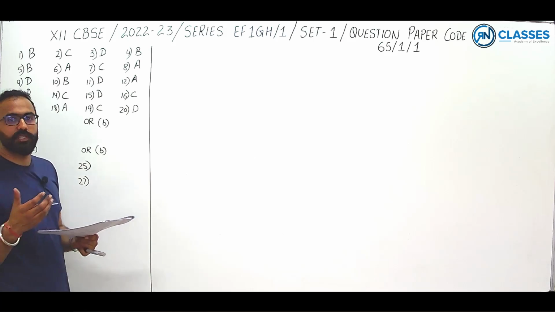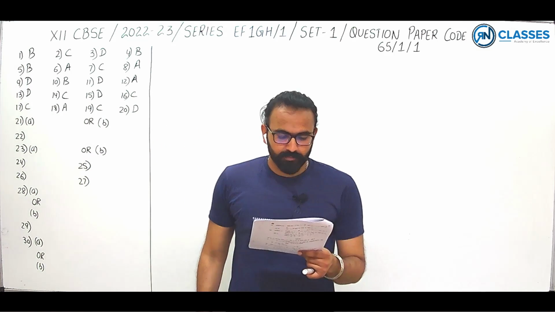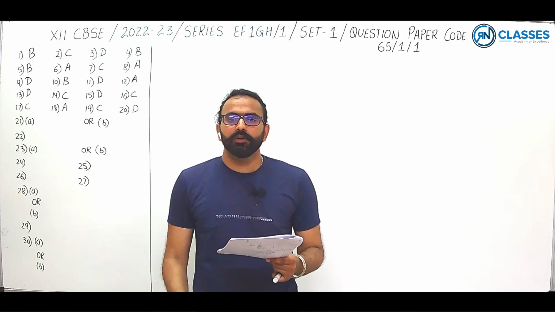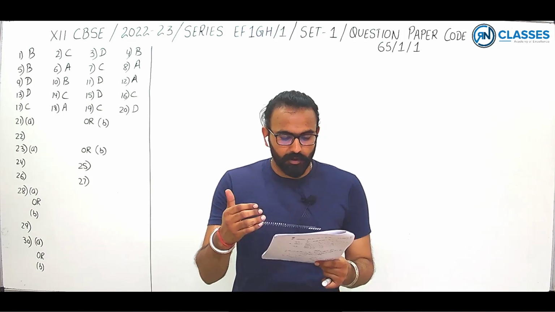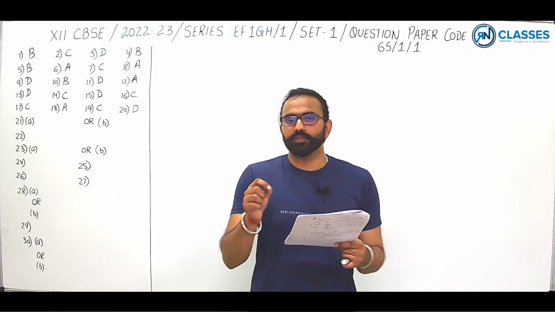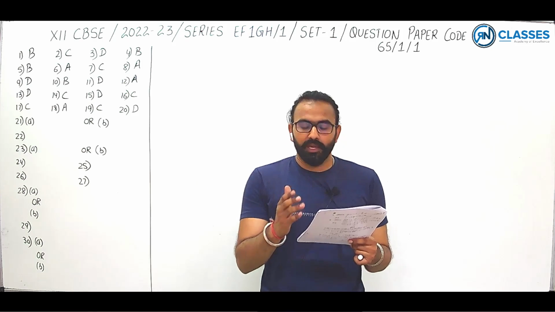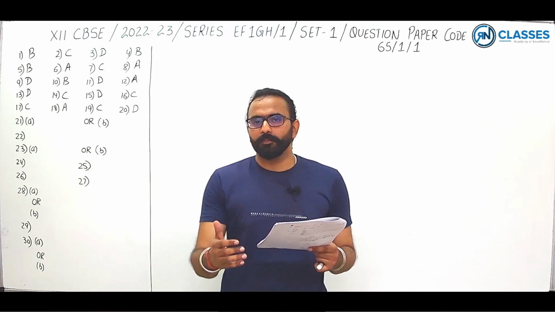Now passing on to section B, starting with question number 21, choice was given in this question. So the first part is a function f from set A to set B defined as f of x equals 2x is both one-one and onto. If set A is given, then find the set B.